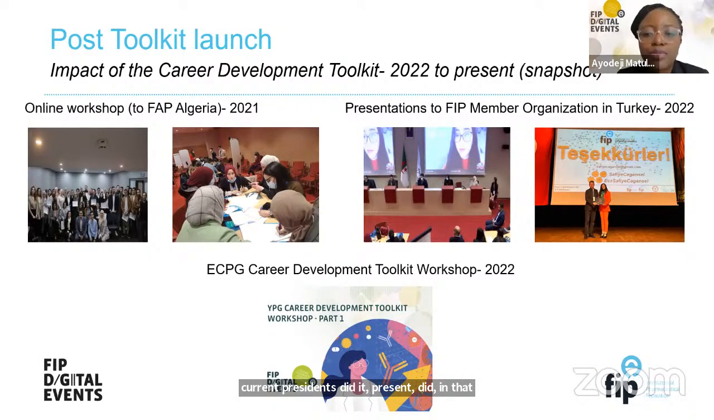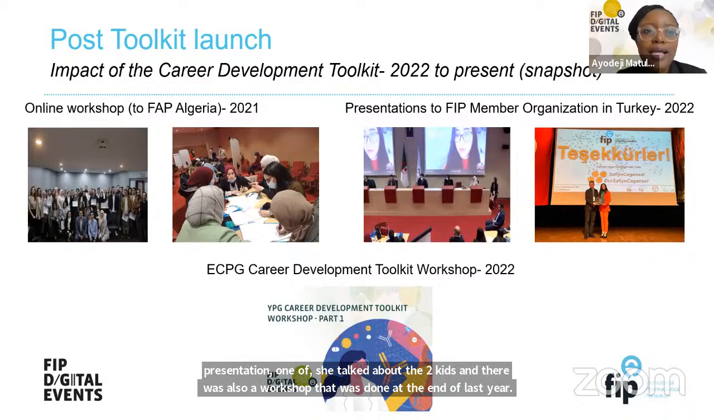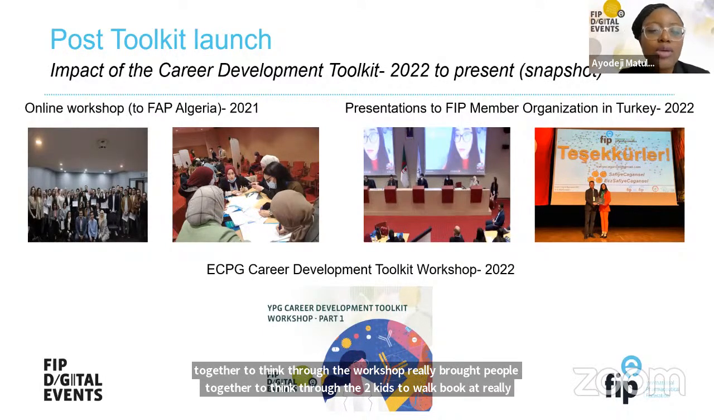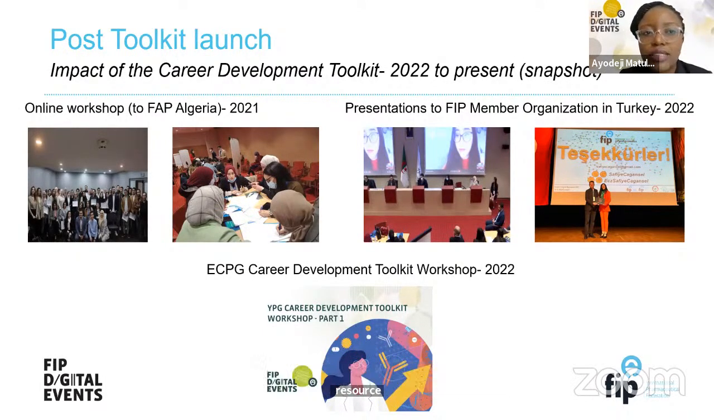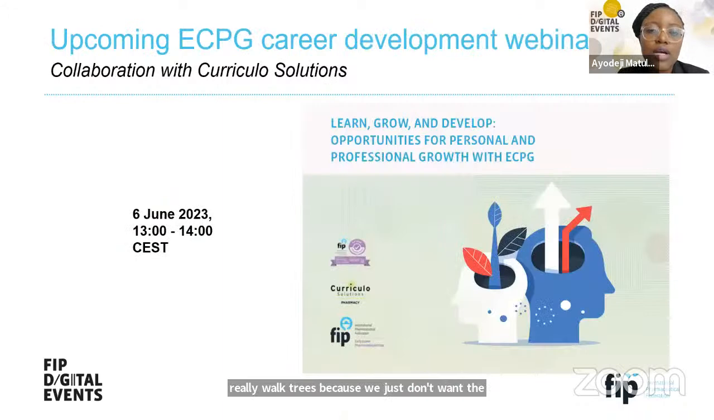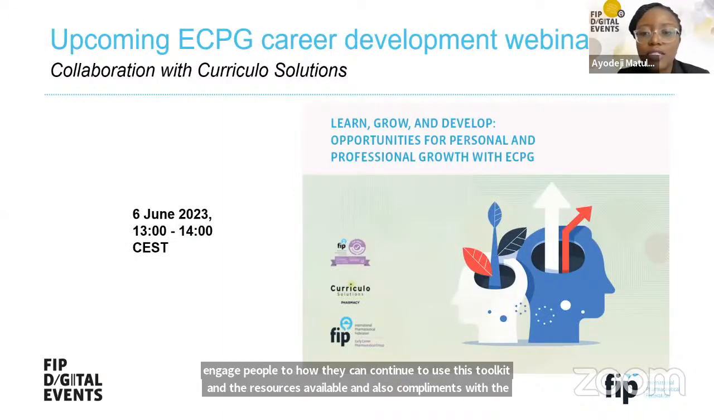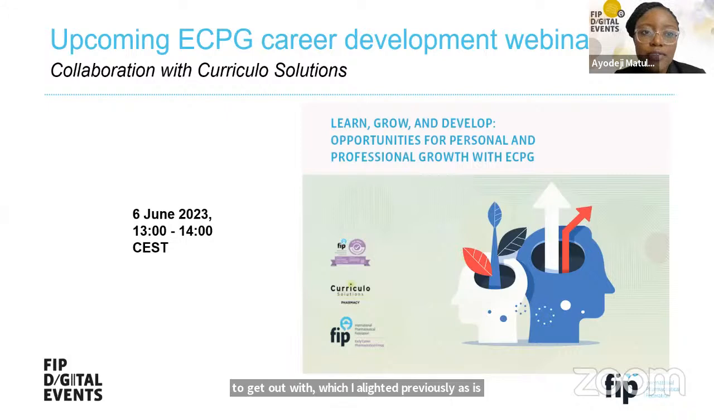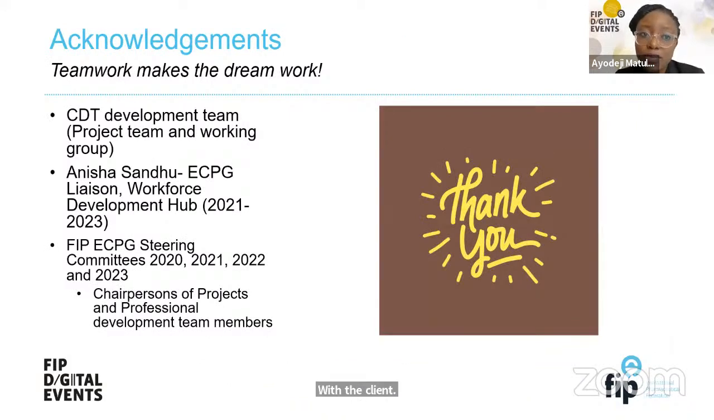So the workshop really brought people together to think through the toolkits, the workbook, and to really walk through it, because we just don't want the resource to be there, but we want to continuously engage people in how they can continue to use this toolkit and the resources available, and also complement with the GbCF. And I just wanted to highlight one of the upcoming dissemination and career development events. There's a webinar together with Curricular Solutions, which I highlighted previously, that is coming up on the 6th of June. So people can attend and continue to engage with the career development toolkit and the resources and ECPG, and learn more about ECPG.